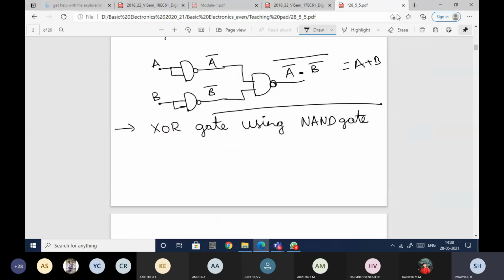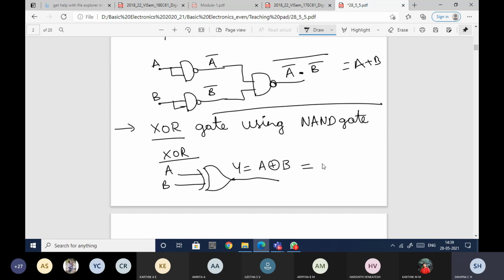XOR gate. So now we need to implement XOR gate using NAND gate. I'll just do XOR and XNOR and I'll leave you, don't worry. Okay, let us take the XOR gate. How will be the XOR gate? This is what your XOR gate. A, B are my inputs. Y is nothing but A exclusive OR B, which can be represented as A bar B plus A B bar.